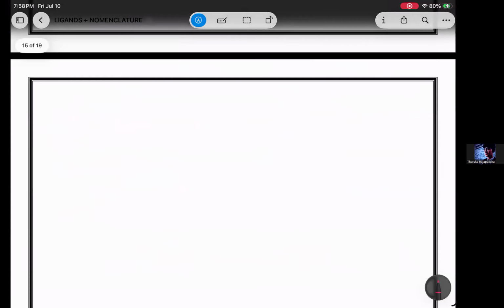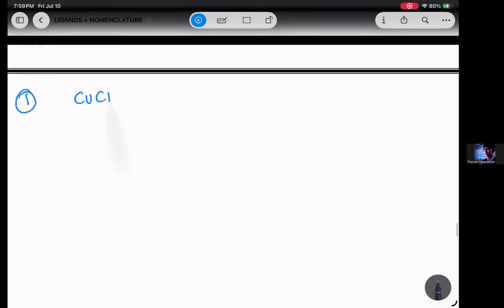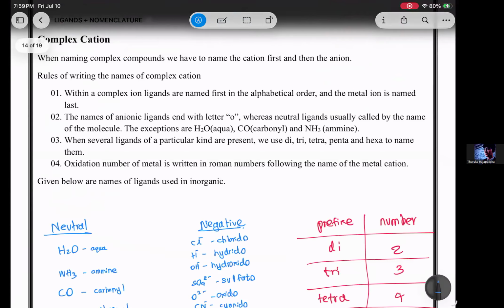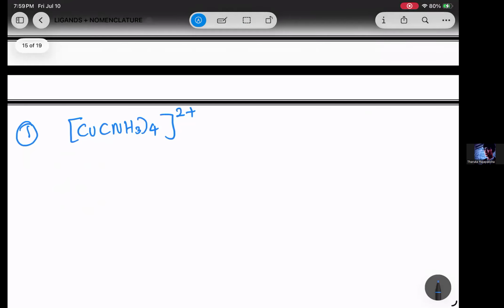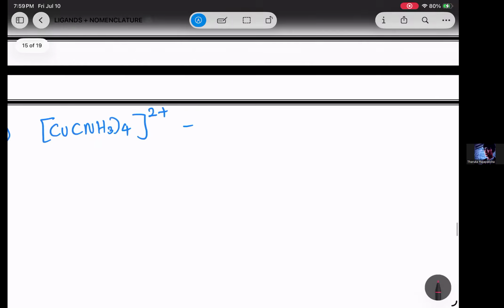Okay, then first example I'll give you. Through examples only we can practice this. So let's say we have copper with 4 ammonia and the total charge is +2. So we are naming complex cations. So copper, ammonia 4, 2 plus. How are we going to name it? First of all, there are 4 ammonia molecules in the compound.